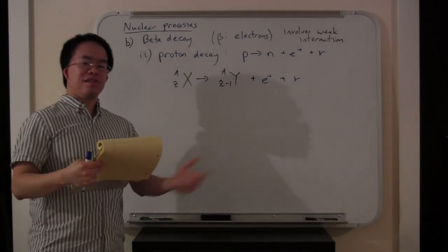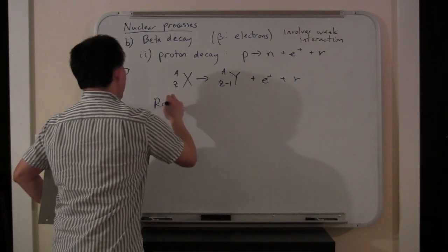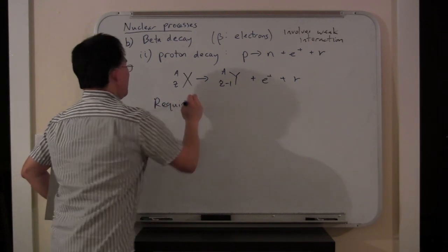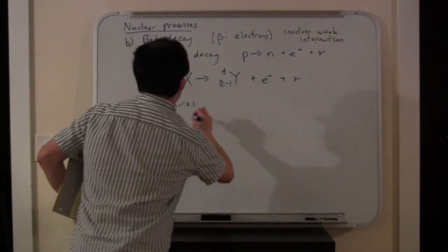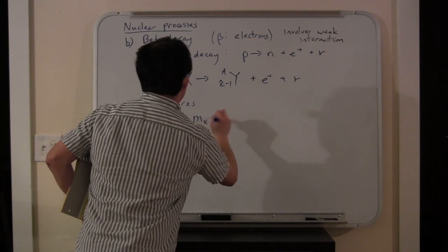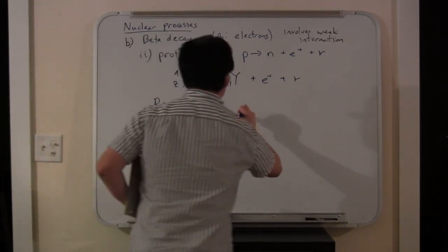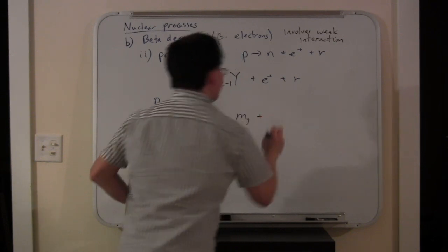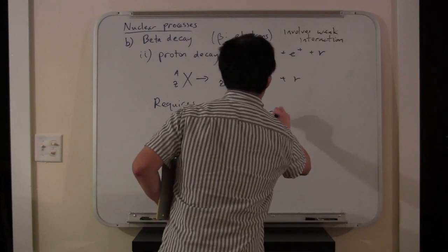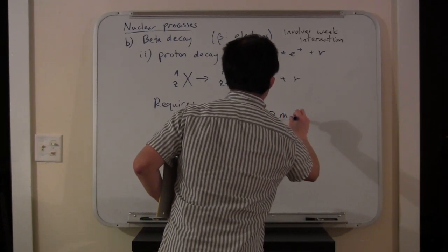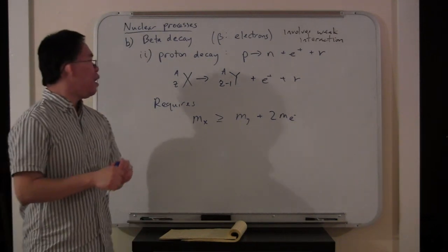So this requires something to be true about the atomic masses. It requires the atomic mass of X to be greater than or equal to the atomic mass of Y plus twice the mass of an electron. Okay, and so this takes a little explaining.